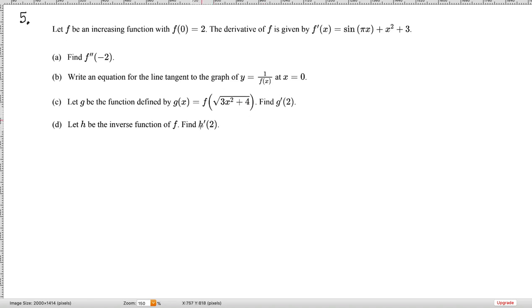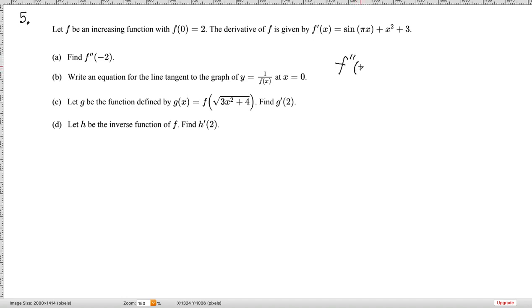Forward free response question. They give us that f is an increasing function and the derivative of f, and they give us that f of 0 is equal to 2. The first question that they ask us is find f double prime of negative 2, which is the second derivative.